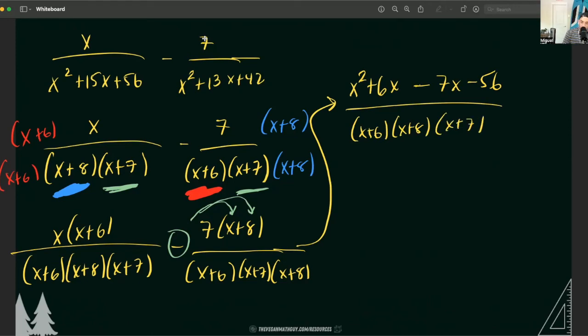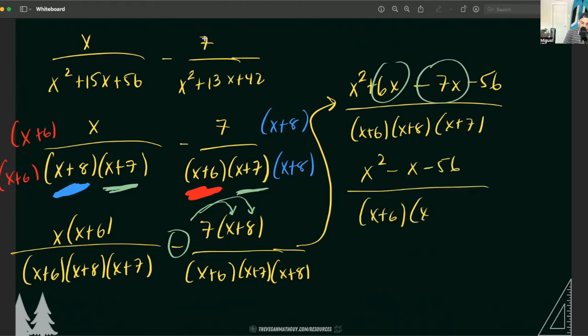Now we can just combine the like terms. The 6x and the minus 7x can combine. This becomes x squared minus x minus 56 all over x plus 6 times x plus 7. And whenever you have a problem like this, you should always ask yourself whether the top can factor in any way. And this is going to become x minus 8 times x plus 7.